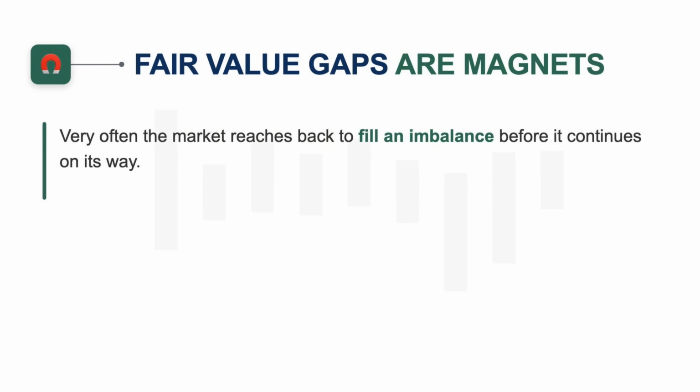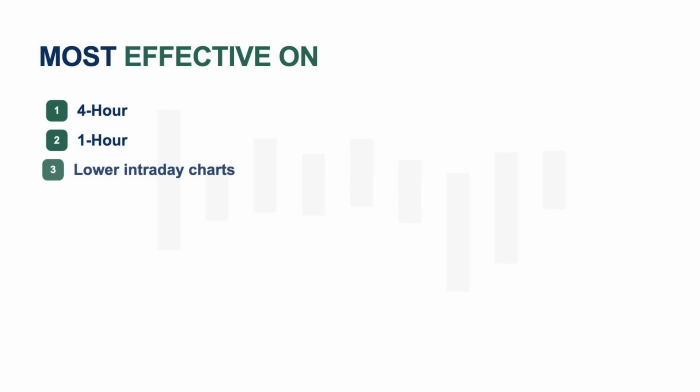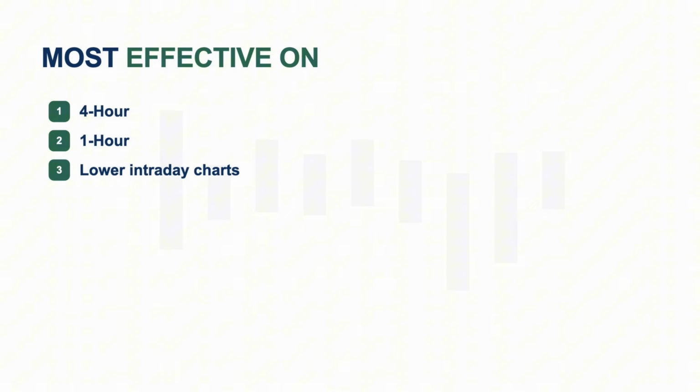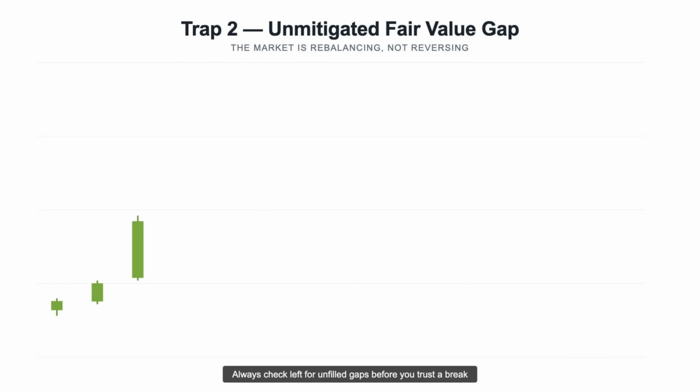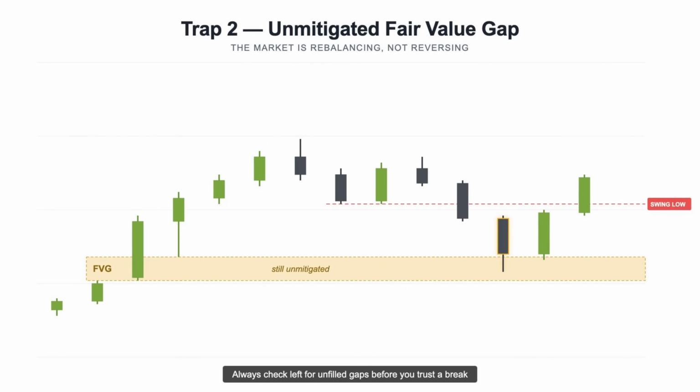because price treats them like magnets. Very often, the market will reach back to fill an imbalance before it continues on its way. On intraday charts, the 4 hour, the 1 hour and below, this happens constantly. So back to our example, look to the left again, and you'll find an unfilled fair value gap sitting just below that swing low. Price dips into it, fills the imbalance, and carries on in the original direction.